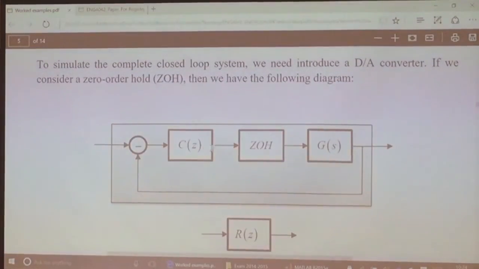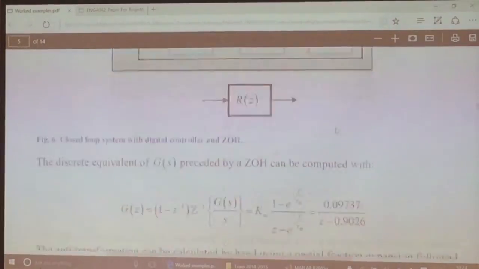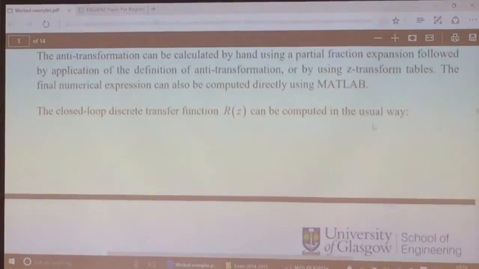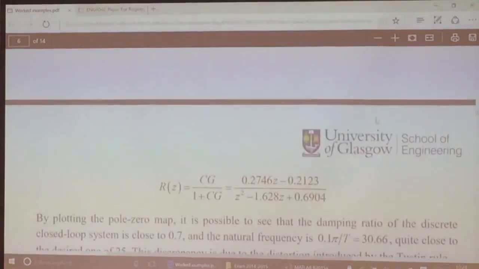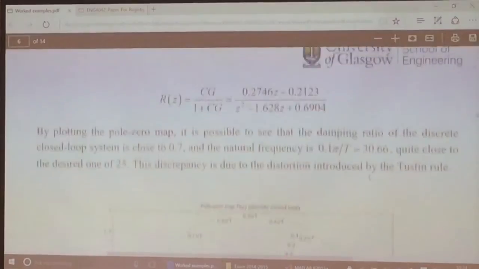Then what you do is you create a model for the plant, G of s, preceded by a zero-order hold, because you want to have an entirely discrete system. So this is exactly what we've seen before. You apply the formula that you have seen, and you get the equivalent of the plant. And at this point, you have the full closed loop system, with the plant preceded by the zero-order hold and the discrete controller, everything in a closed loop transfer function. And this is the result.